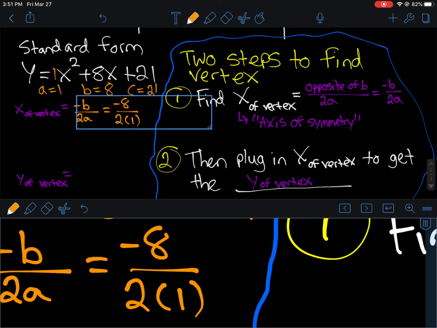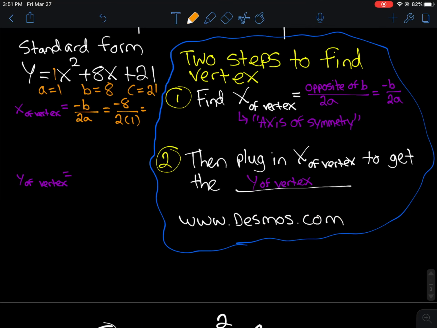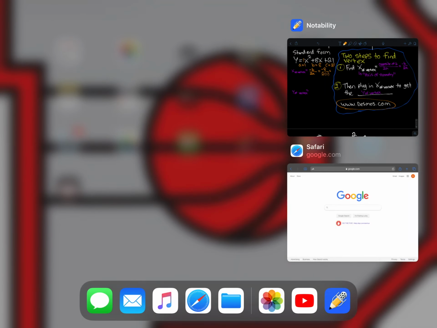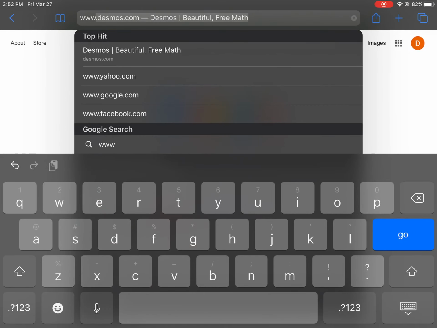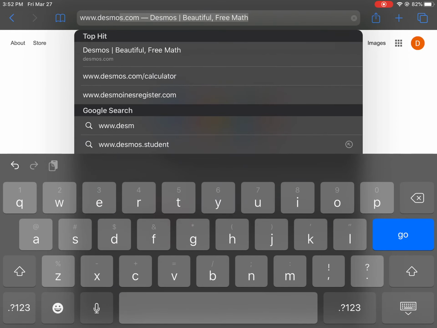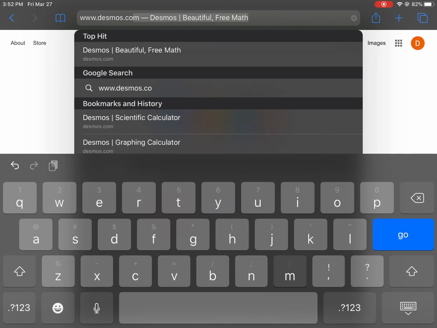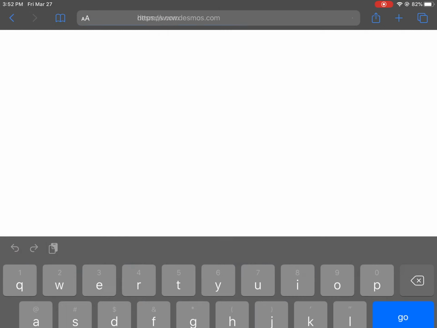Now, this might be something that you would have put in your calculator in class. So just a reminder, desmos.com is where you want to go, or you can download the app as well if you want to access the calculator. So let me just show you real quick. You can go to your Safari or Google Chrome or whatever internet browser you're using, and you just go ahead and type in desmos.com. It's already showing up for me, but just for you, you can type it in.